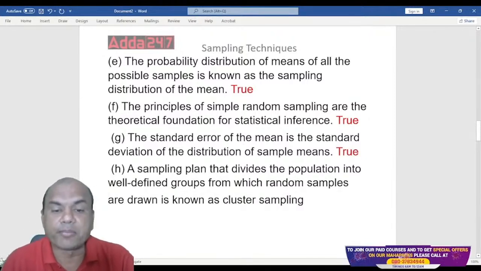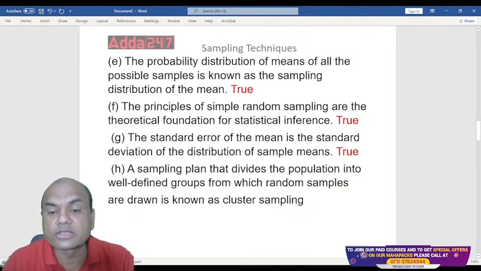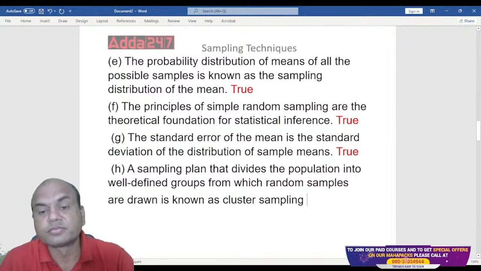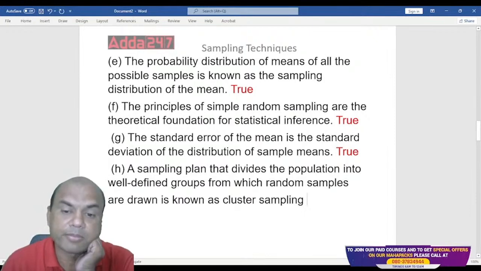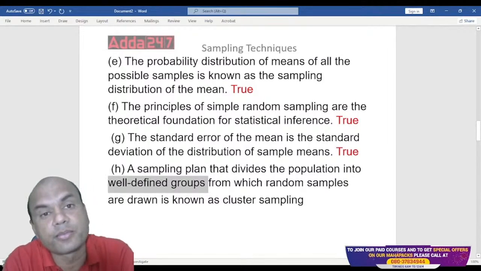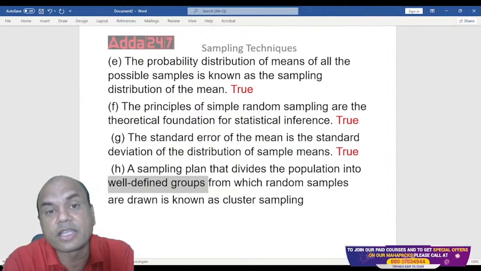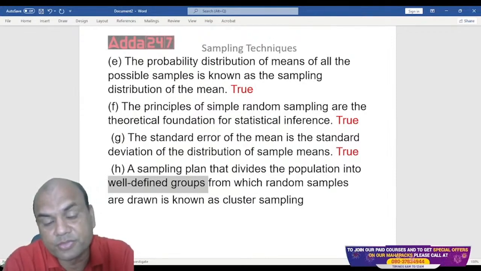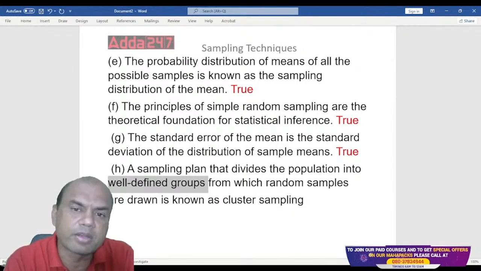Next one. The sampling plan that divides the population into well-defined groups from which random samples are drawn is known as cluster sampling. Is this known as cluster sampling? Well-defined means the groups can be defined in any terms. They can be defined in terms of region, age or marks, or, as in systematic sampling, just by serial order.